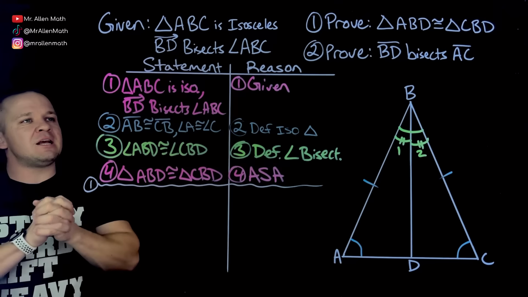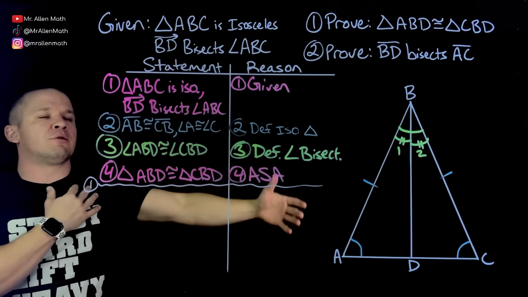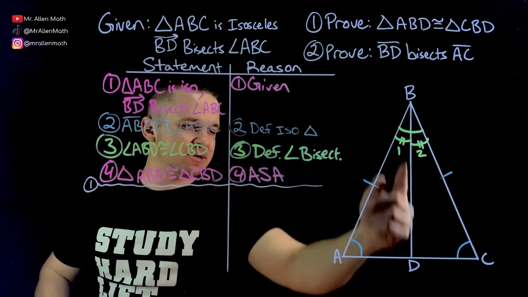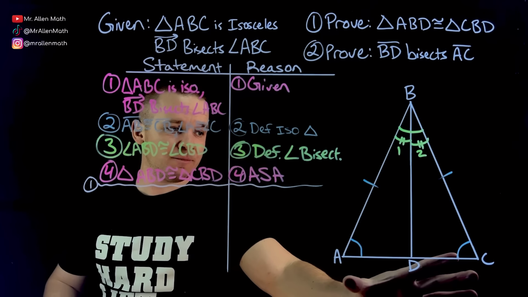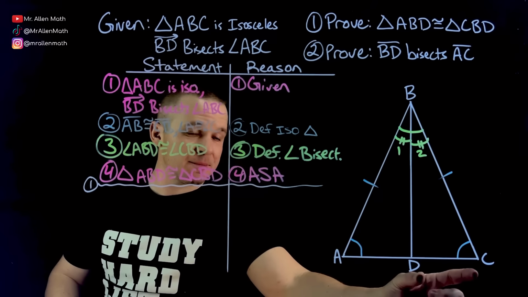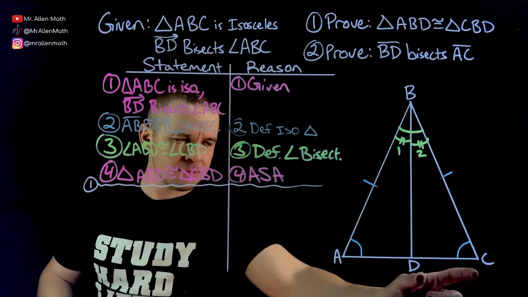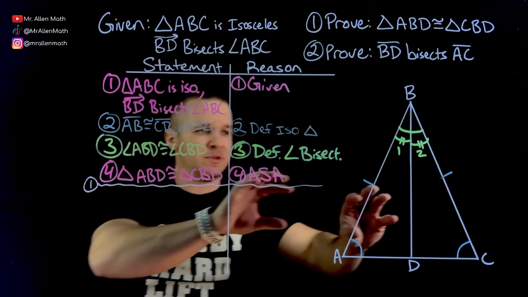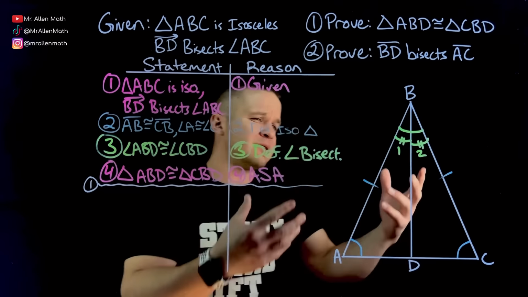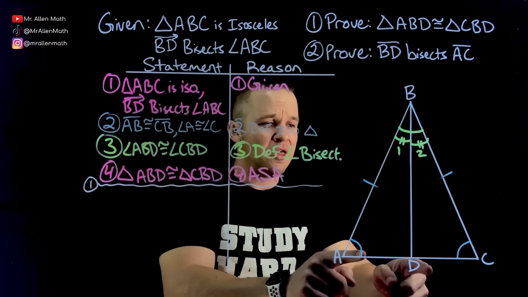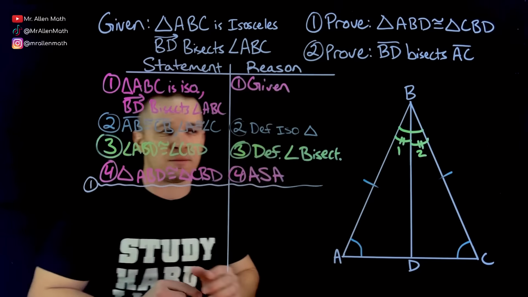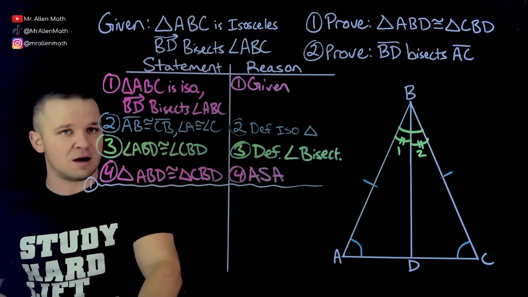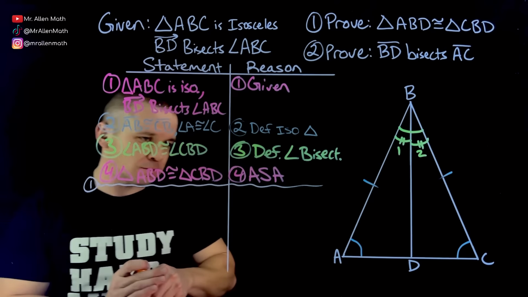Next part, BD bisects AC. So when we're going beyond proving triangles congruent, I like to think about this a little bit backwards. If I want to prove that BD bisects this segment right here, that would mean that these two segments need to be congruent. So how can I prove those two segments congruent? Well, I just proved these two triangles congruent. Would it make sense to you that if the two triangles are congruent, their other corresponding parts, the other three that exist, are also congruent? Yes, they are.